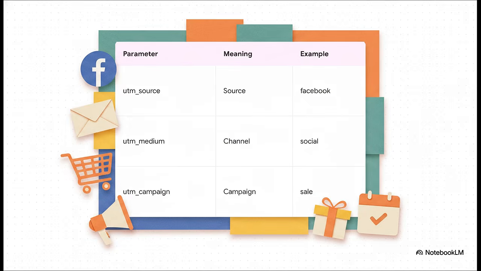So how do we actually build these labels? We break them down into 3 crucial parameters. First up is the UTM_source, which simply means where the traffic came from, like Facebook. Second is UTM_medium, which is the type of marketing channel, such as paid social or email. And third is UTM_campaign, which is the specific name of your promotion, like summer sale. If you use these three consistently, you'll always know exactly what's working.